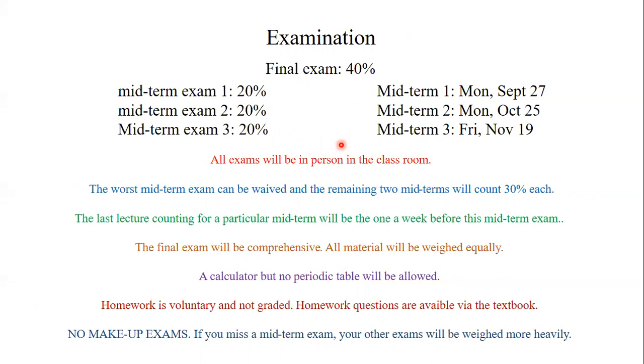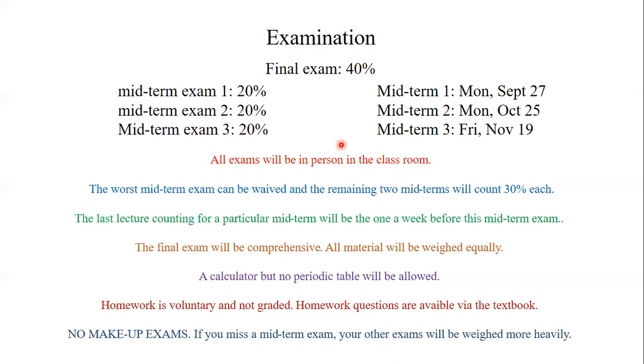So each midterm exam will count 20%. So that makes overall 60% of the course grade, and then there will be a final exam at the end of the semester, which will account for the other 40% of the course grade.